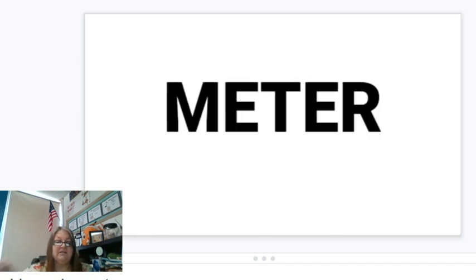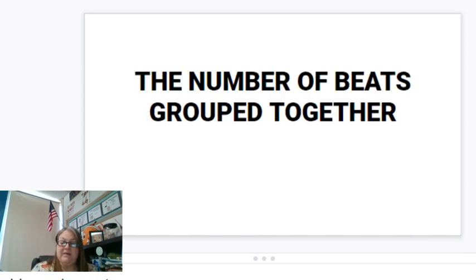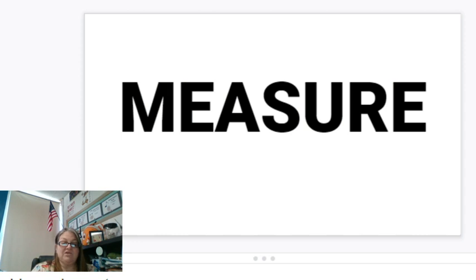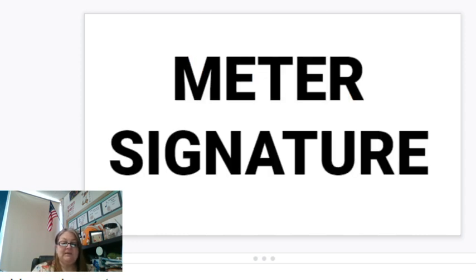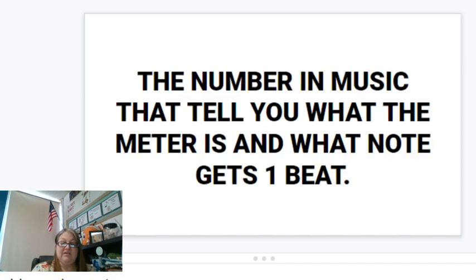A meter is the number of beats grouped together, 2, 3, 4, something like that. A measure is one group of those beats. Meter signature, the number in music that tells you what the meter is and what note gets 1 beat.